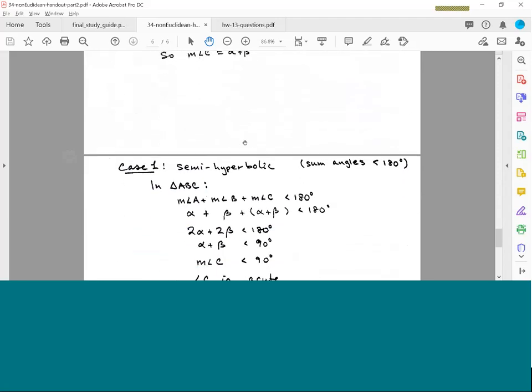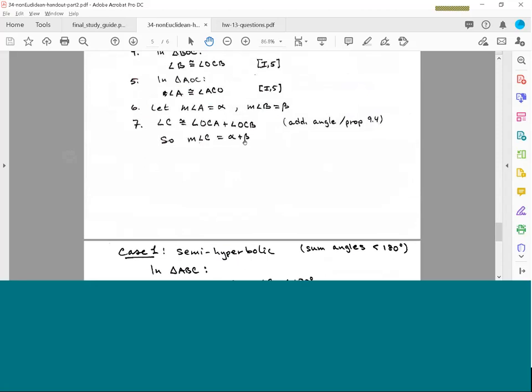So case one, what happens if we are in a semi-hyperbolic plane? Now, the key thing to remember with a semi-hyperbolic plane is when you sum up all the measures of the interior angles, it's going to sum to less than 180 degrees, and that's the key feature here. That's actually the defining feature of semi-hyperbolic, or just hyperbolic if you prefer. But technically, it's semi-hyperbolic.